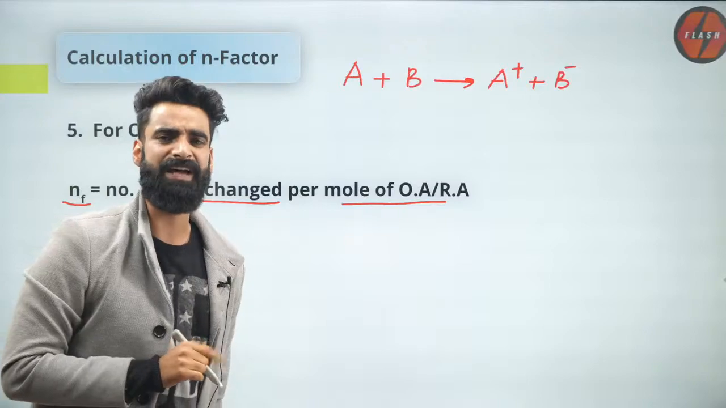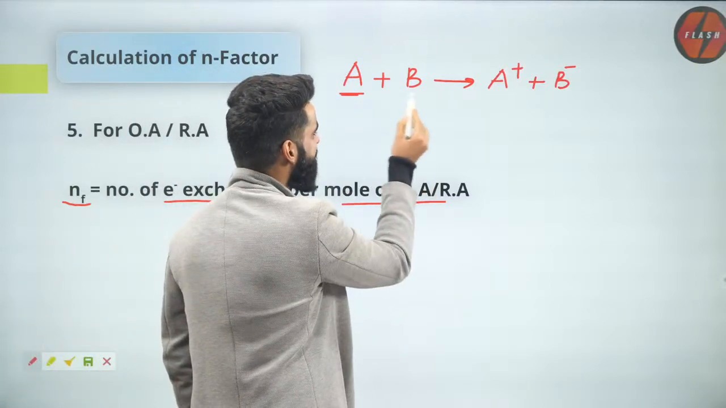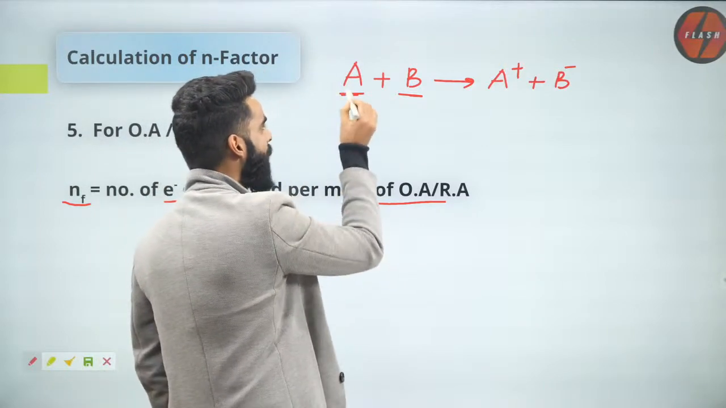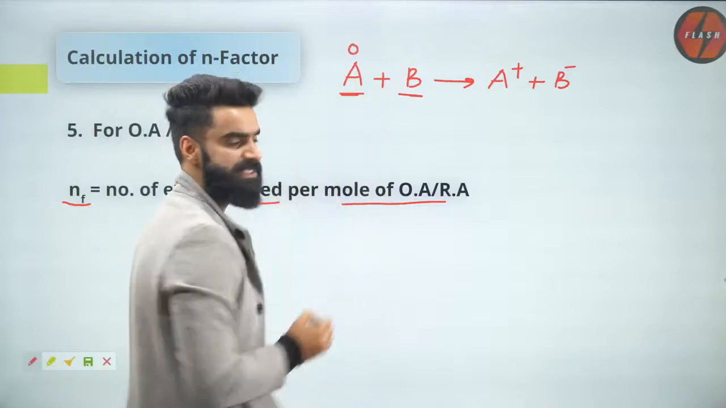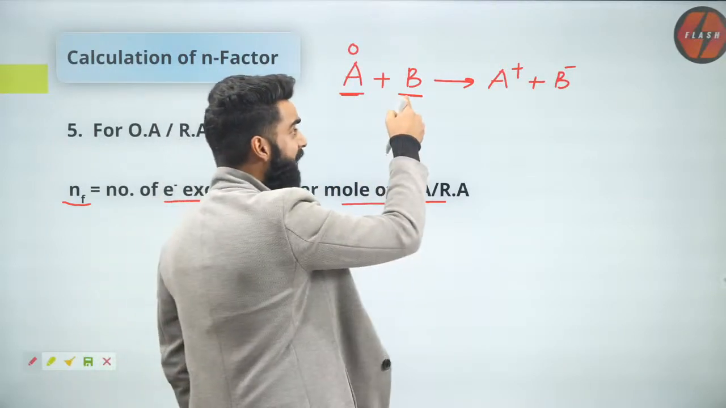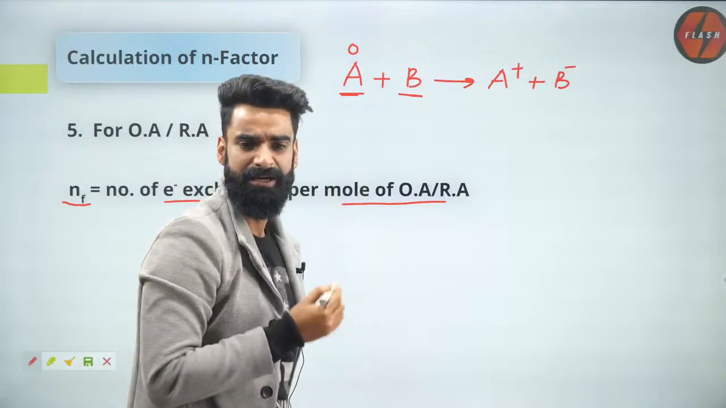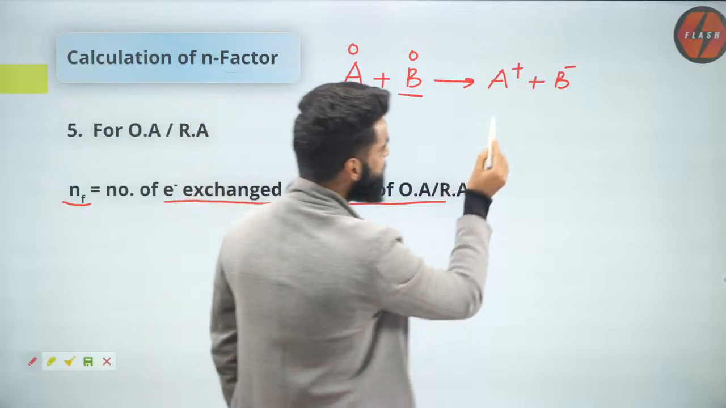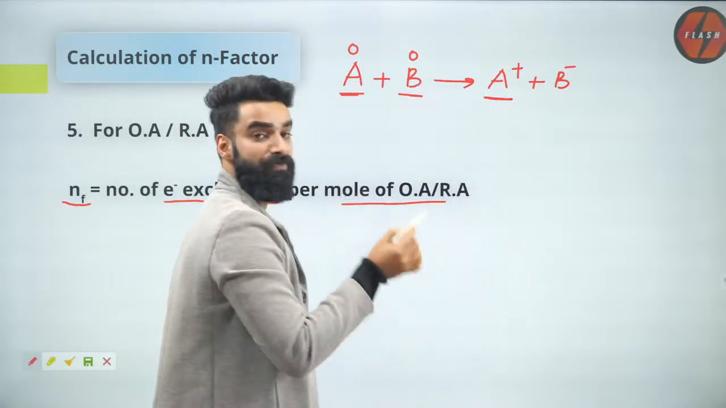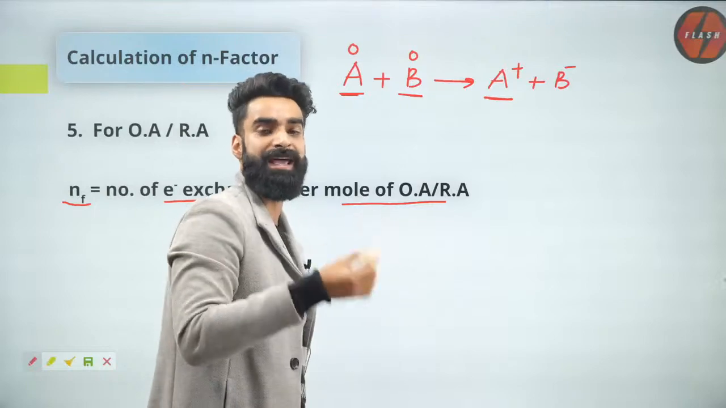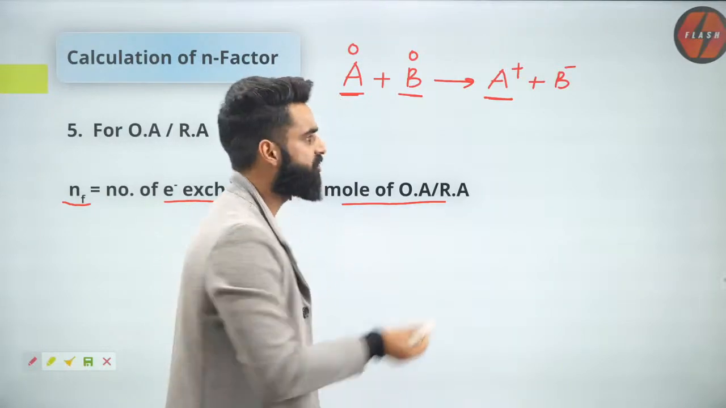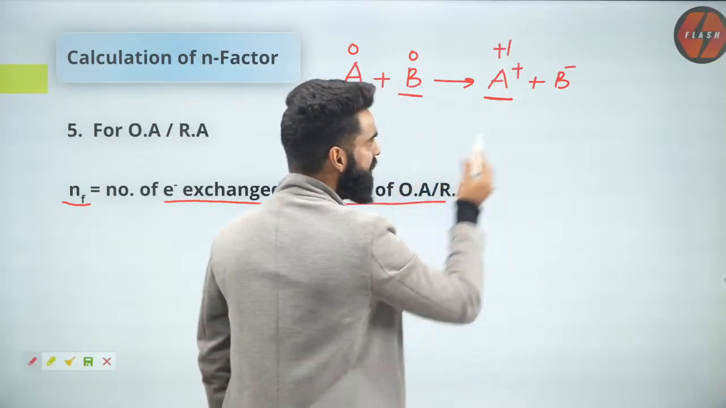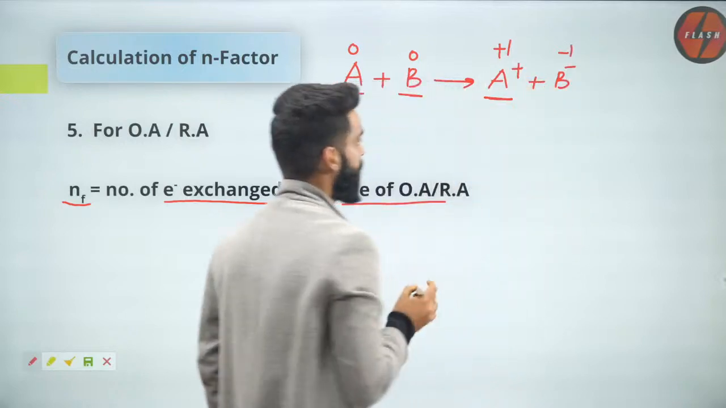And at the same time, I'm assuming this A and B right here to be in their standard states. If A is right now in its standard state, its oxidation state will be 0. B, I'm assuming again to be in its standard state, so its oxidation state is again 0, right? Now people, this A positive over here is in the form of an ion, and the charge on an ion is equal to its oxidation state, so the oxidation state of A over here is +1 and the oxidation state of B over here is -1, right?